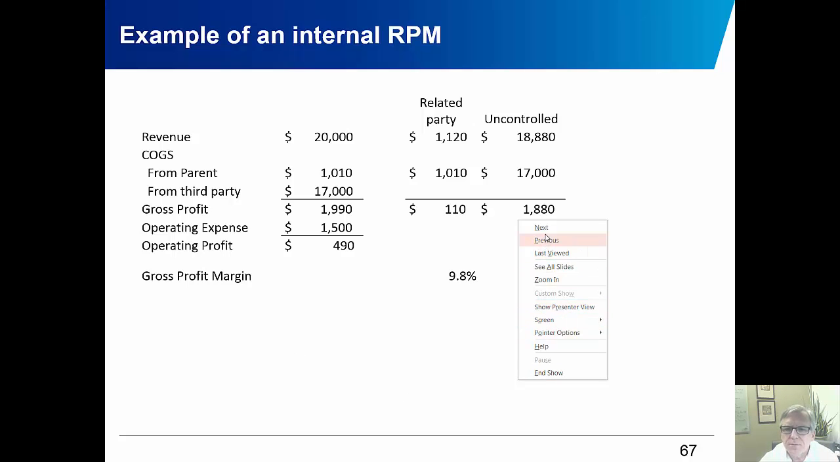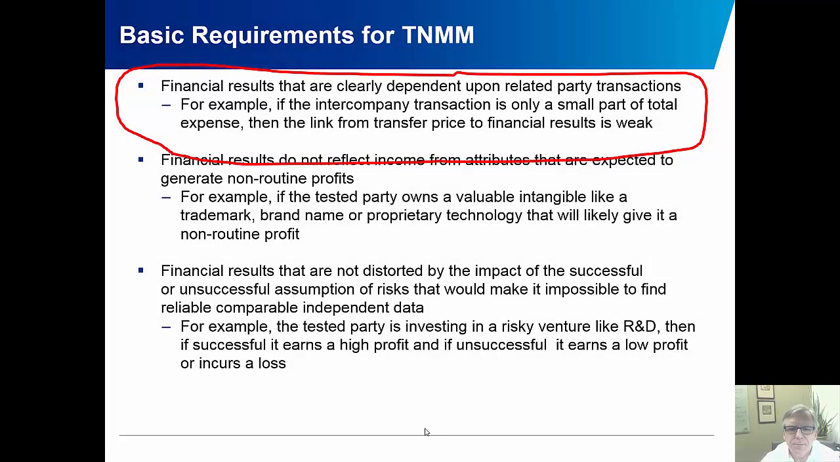I'm going to go to the next slide. If our financial results aren't really clearly dependent upon the related party transactions, this is going to be a problem in this particular case, because the related party transactions are a very small part of the total COGS. If we're ever looking at the total P&L, we'll have a hard time determining a movement in the operating margin as it's related to the related party transactions because they're just a very small portion.